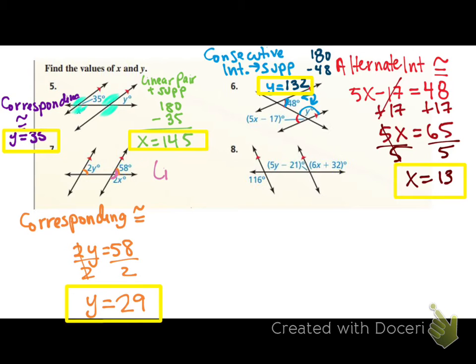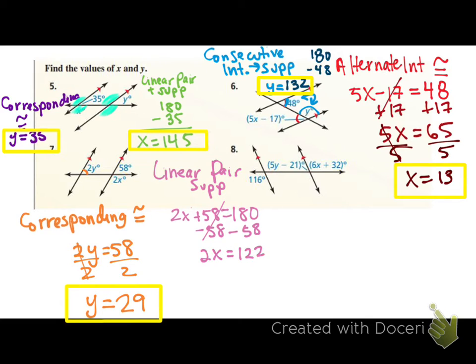So these two are next to each other. They are a linear pair, which means that they are congruent or supplementary. Supplementary. So that means 2x plus 58 equals 180. Subtract 58. 2x equals 122. Divide by 2. X equals 61.